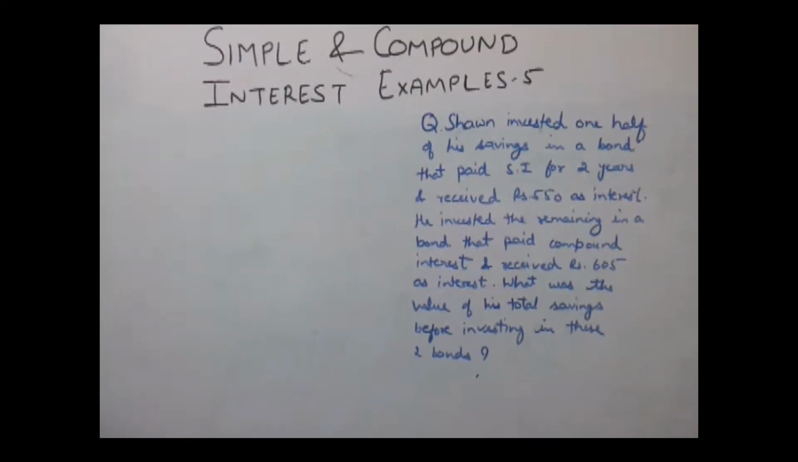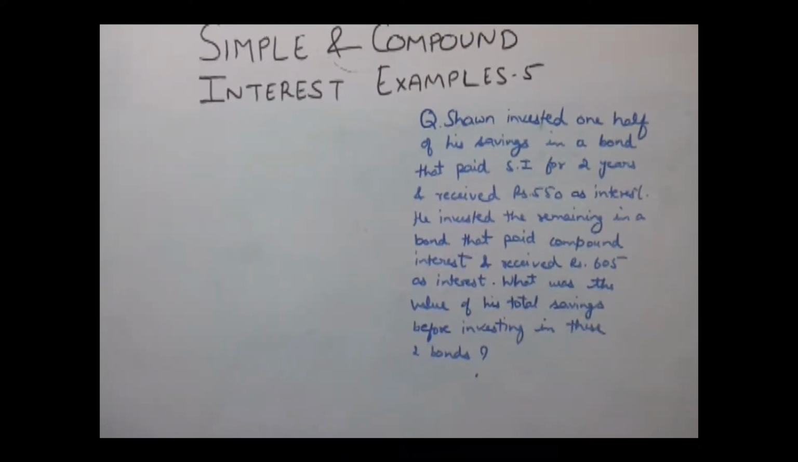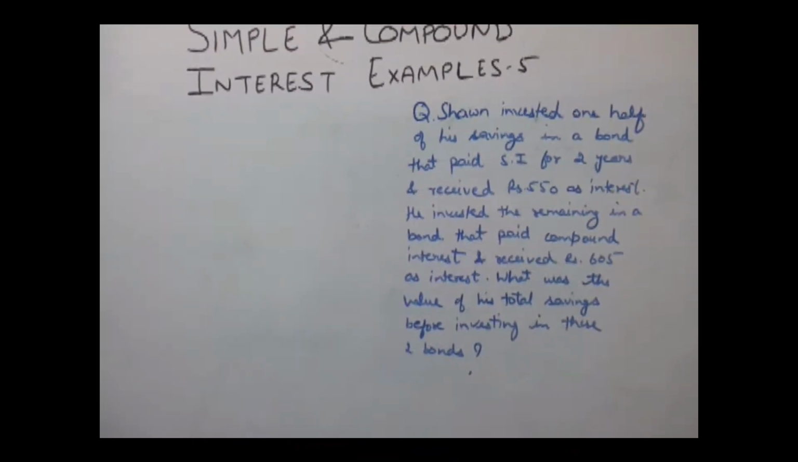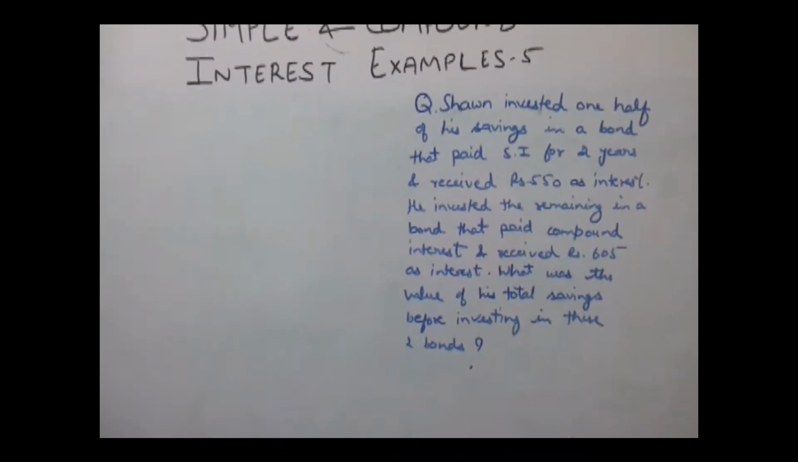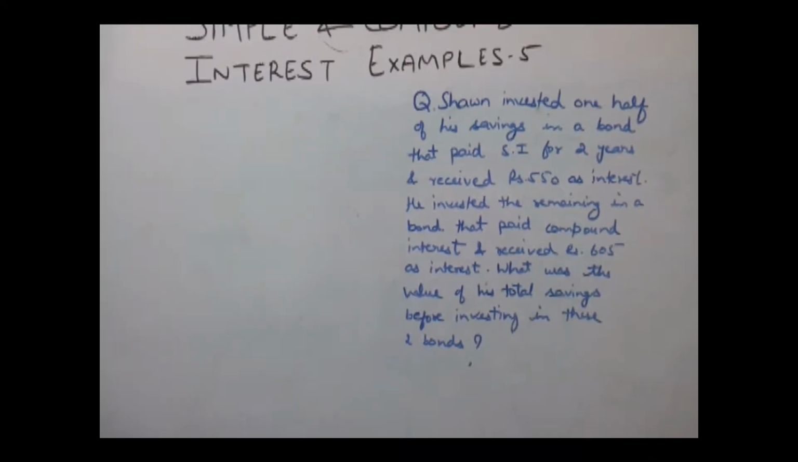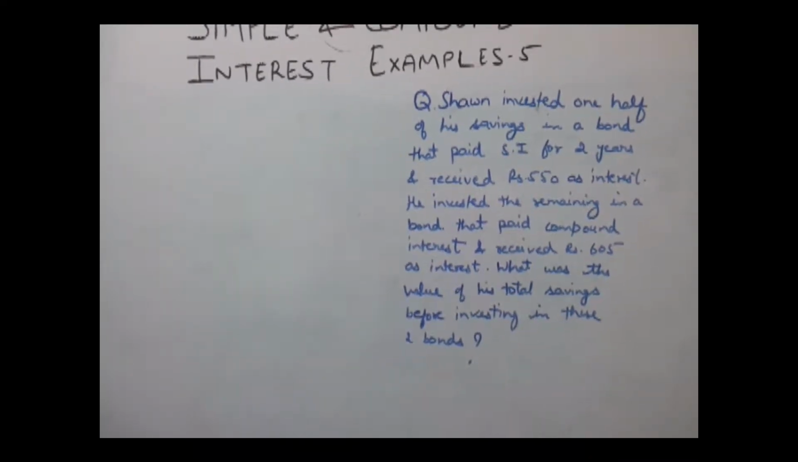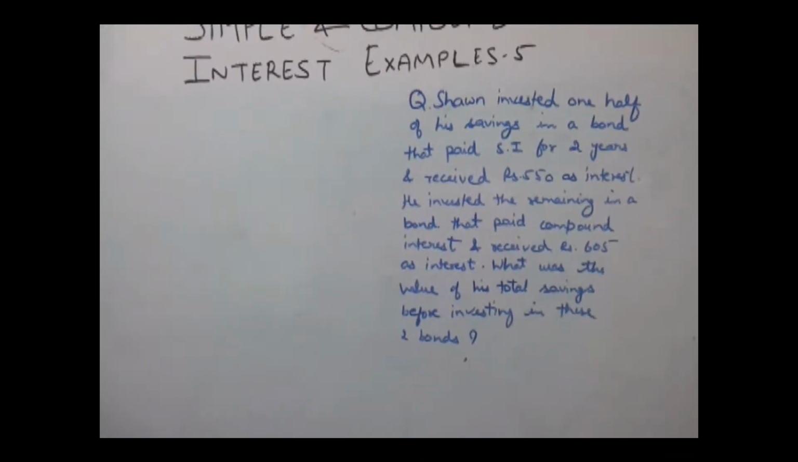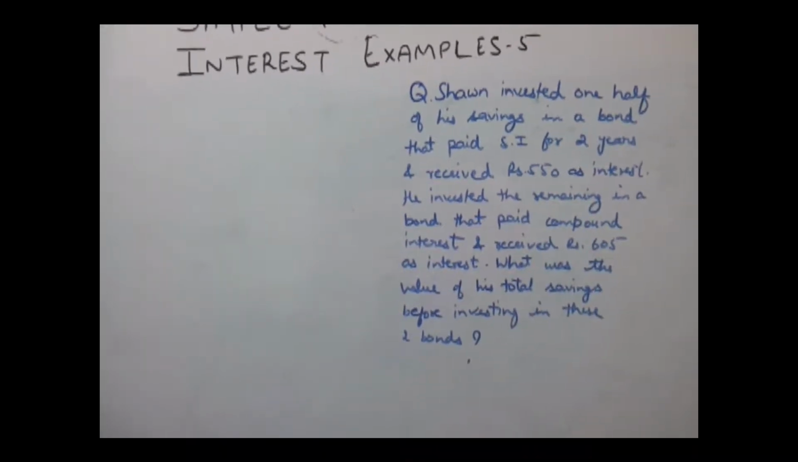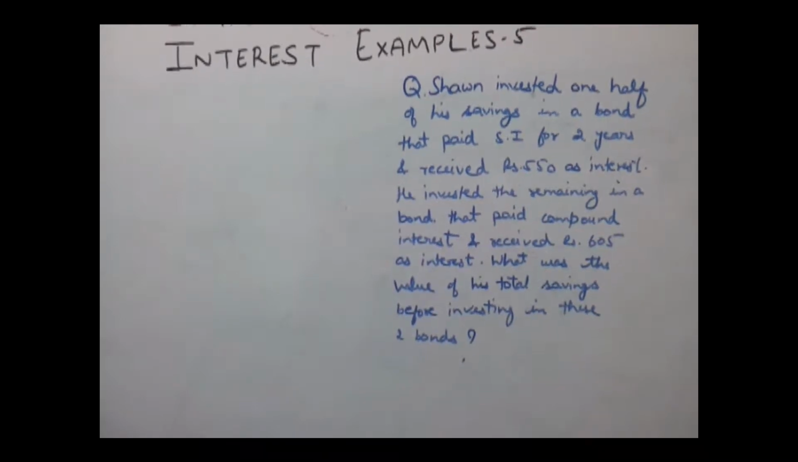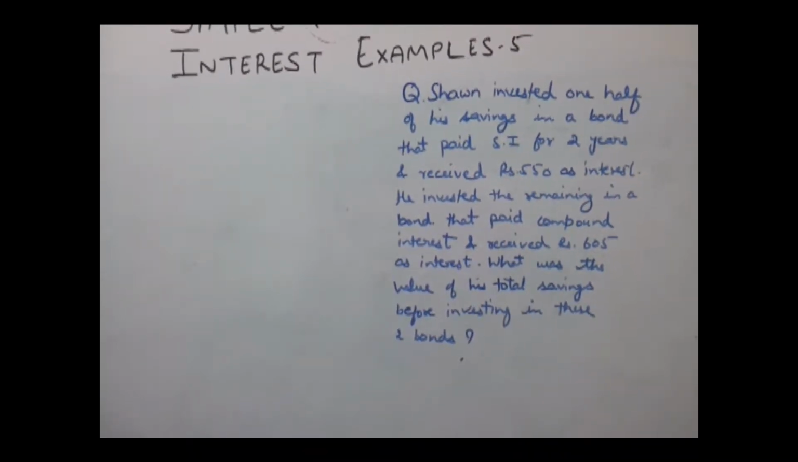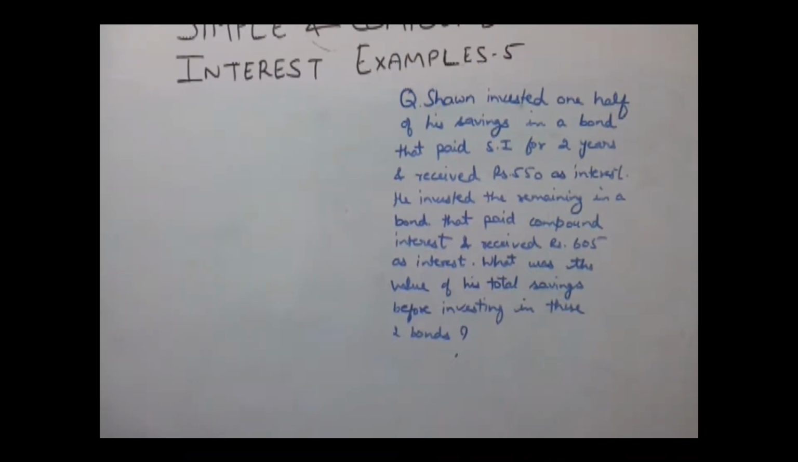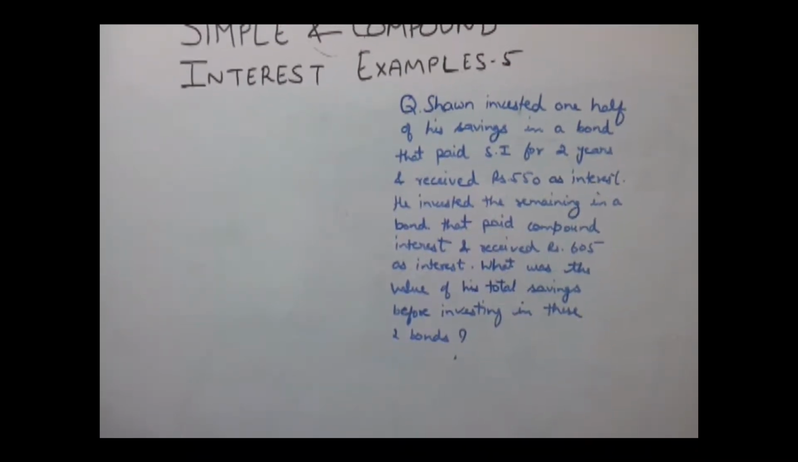First example is Sean invested one half of his savings in a bond that paid simple interest for 2 years and received rupees 550 as interest. He invested the remaining amount in a bond that paid compound interest and received rupees 605 as interest. What was the value of his total savings before investing in these two bonds?